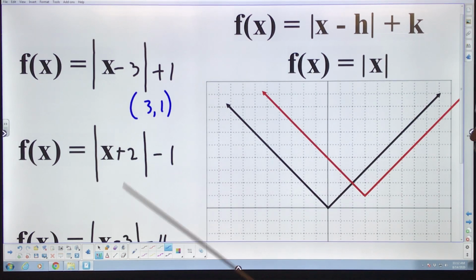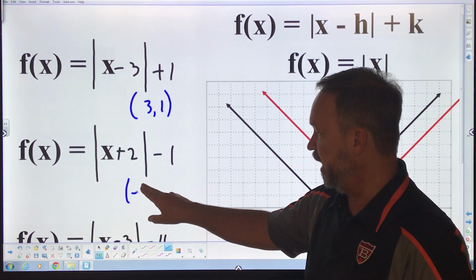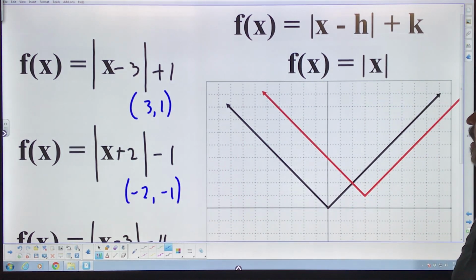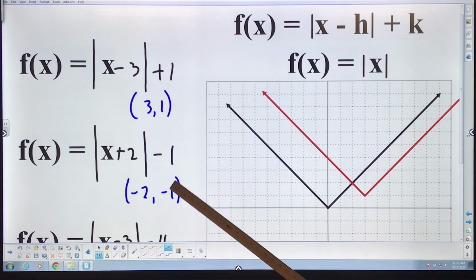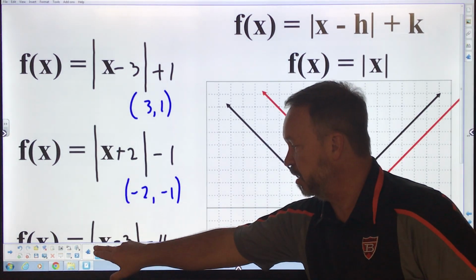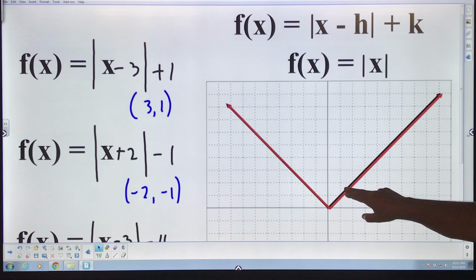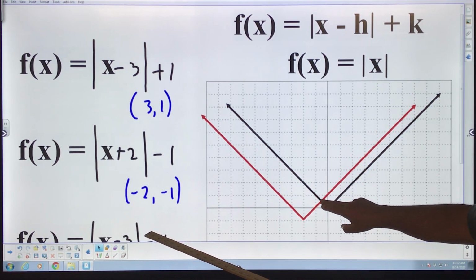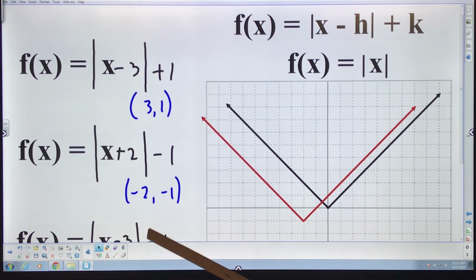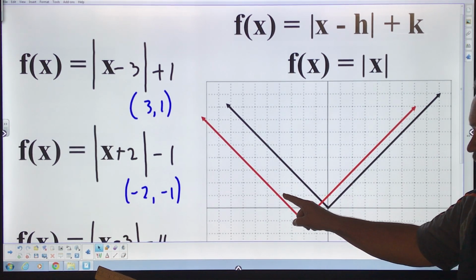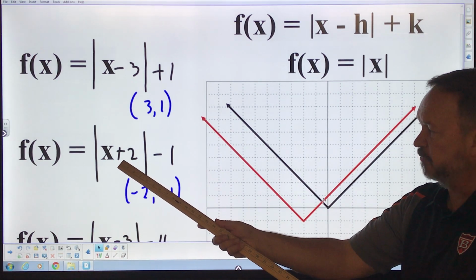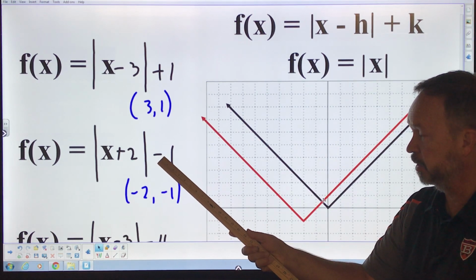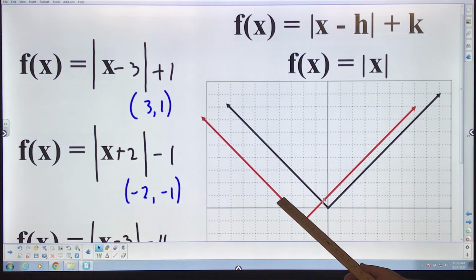Okay? In this one, what's the h? -2. Remember, it's all the opposite sign. What's the k? -1. It's not the opposite sign because it's a plus k. So whatever it is, it is. Then, if you take this graph, this is the parent, the vertex is going to move to -2, -1. Now, let's put in -4 and see if we get 1. Put in -4. -4 plus 2 is -2. Absolute value of -2 is 2. 2 minus 1 is 1. It worked, right?